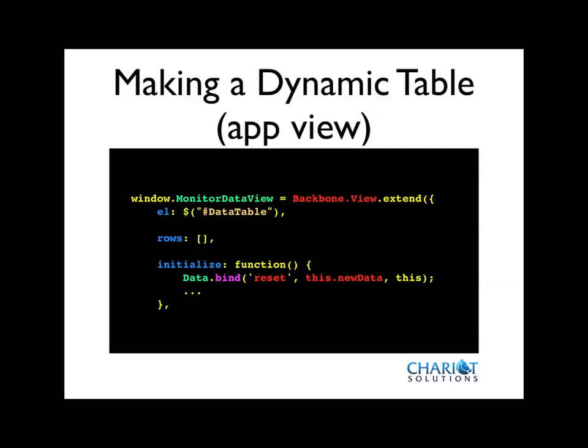So here's the view. This is the view for the application. And we're telling it the element we care about is the element with the ID data table. We're going to have this rows array that holds the views for each row when we set them up. And then again, we're binding to the reset event on the model, and we're calling the new data function that we'll look at on the next slide.